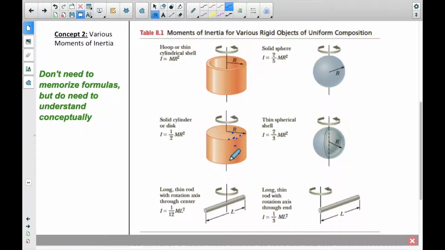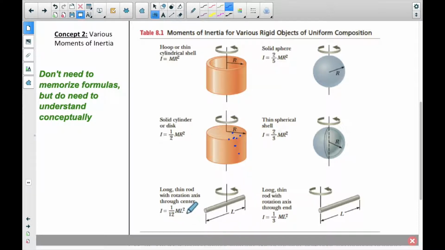And however that mass is distributed is going to affect the moment of inertia. Let's take a look at these last two. Sometimes you can have a situation like this where it's not spinning along the axis like it was up here, like a disk. Instead, it's spinning that way, like an arm of some sort. And so that has even yet a different moment of inertia equation.